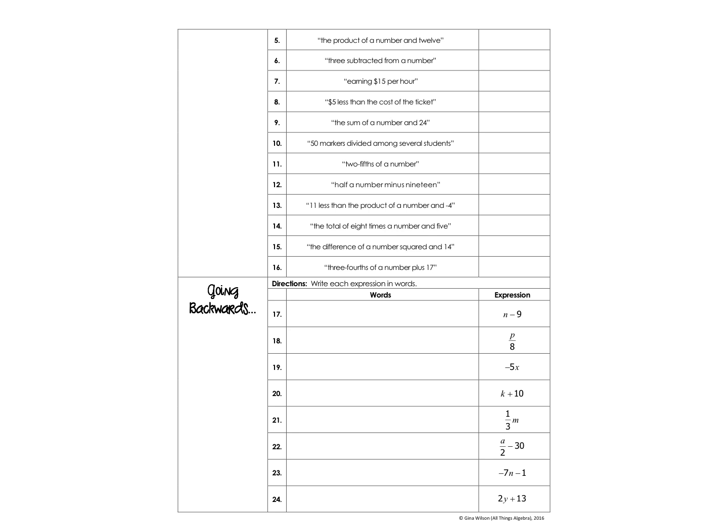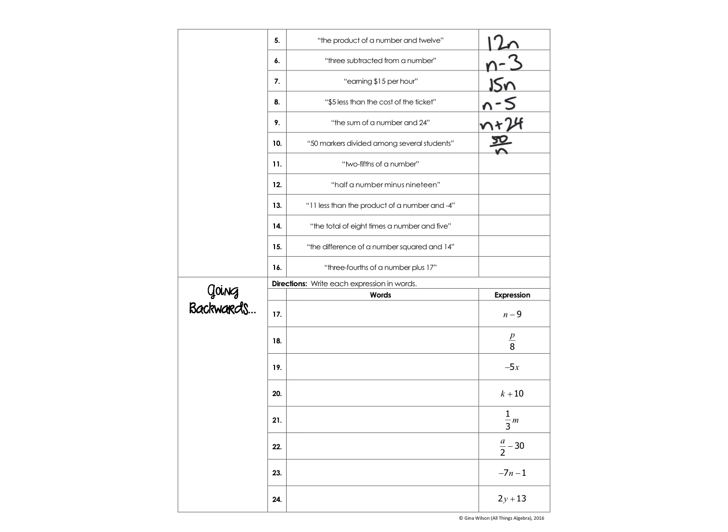All right, so number 5 would just be 12n. 3 subtracted from a number would be n minus 3. And really you could use any variable that you want. I'm just using n in place of number. $15 an hour would be 15 times n. $5 less than the cost of the ticket. The sum of a number and 24. And then 50 divided among several students.